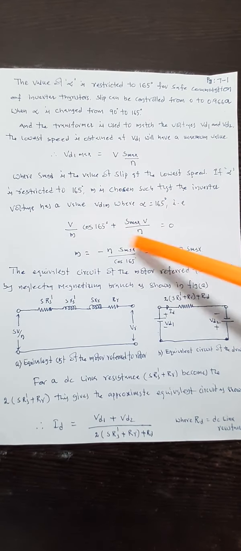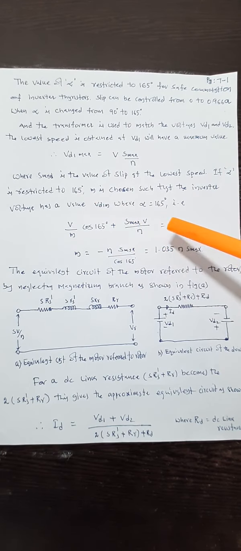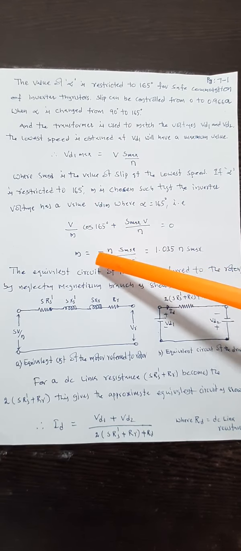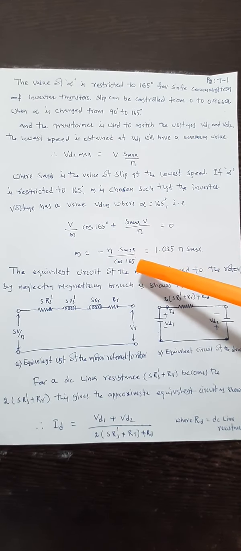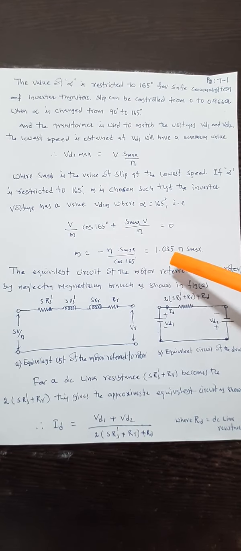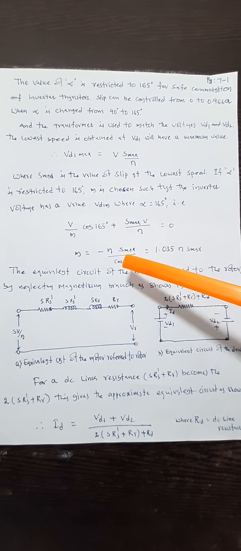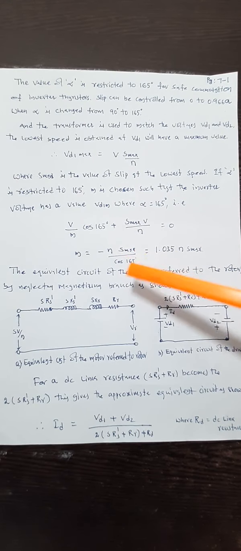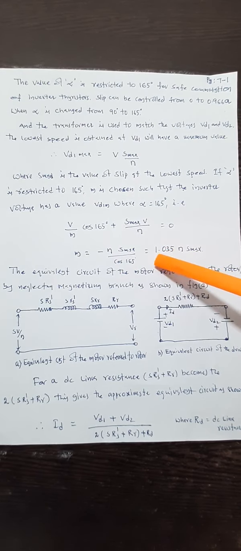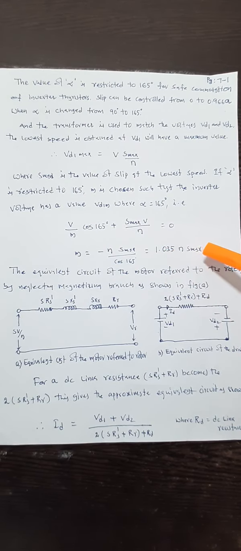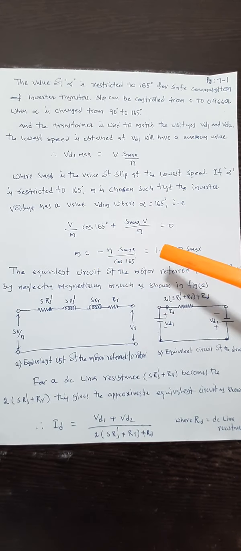Substituting all these values with Ed1 plus Ed2 equal to 0, we find m is equal to minus n s maximum by cos 165, which has a value of 1.035 n s maximum. Since cos alpha is negative when alpha exceeds 90 degrees, minus of minus becomes plus, so it has a value of 1.035 n s maximum. This is the relation between n and m.